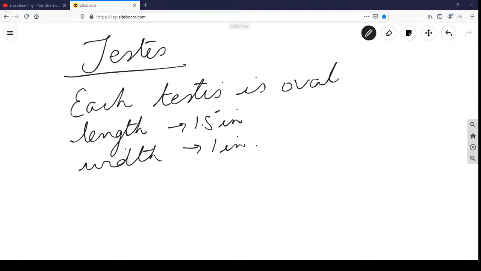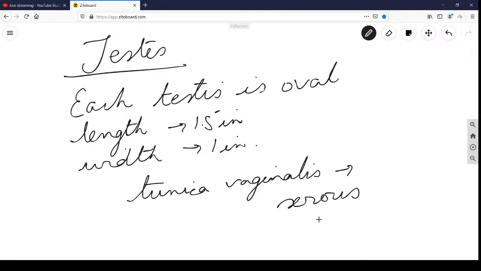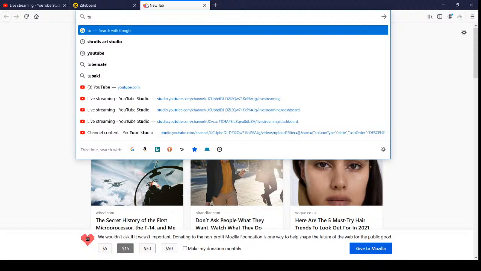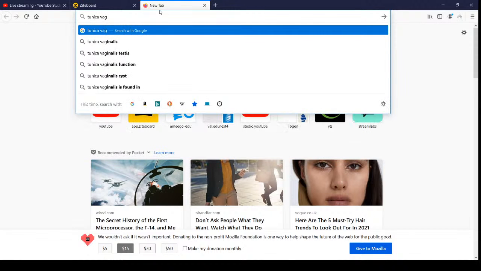On the outside of each testis is a shiny covering of serous membrane known as the tunica vaginalis, okay? Tunica vaginalis is the cover of serous membrane. A serous membrane is a fold of the visceral peritoneal membrane. That is the serous membrane, tunica vaginalis.